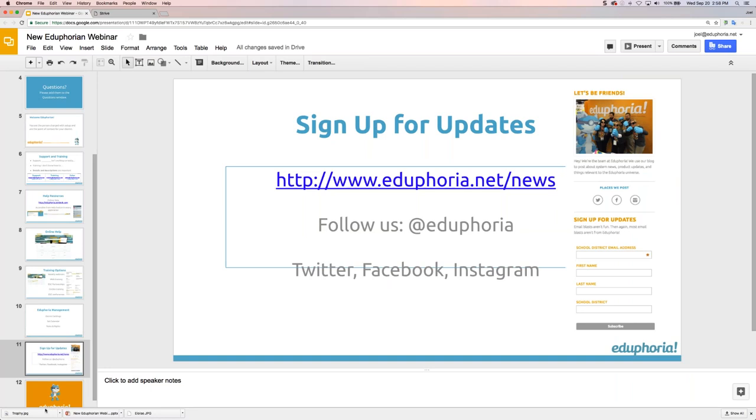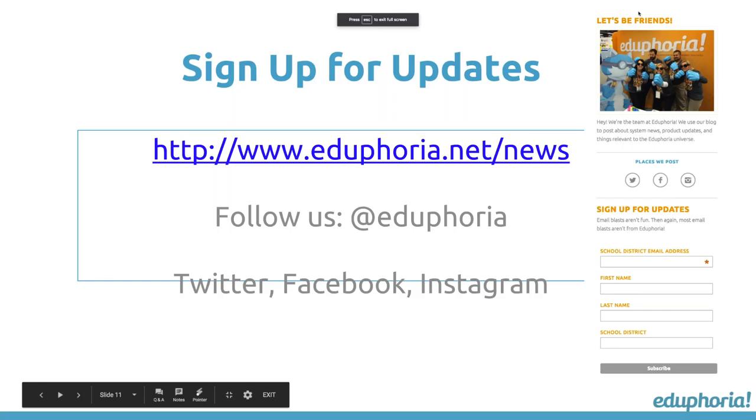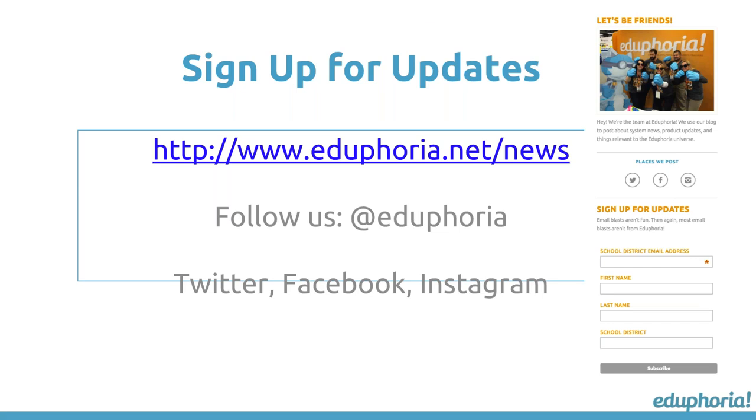The last thing that we have here, we want to make sure you know that you can sign up for updates. We have email blasts that go out, and this is how you would sign up to be part of that email blast. It's on our news page, eduphoria.net/news, and it's on the right column. There's the sign up for updates. You want to put in your school district email address, your name, and the school district you belong to, and then hit subscribe. That will add you to our mailing list.